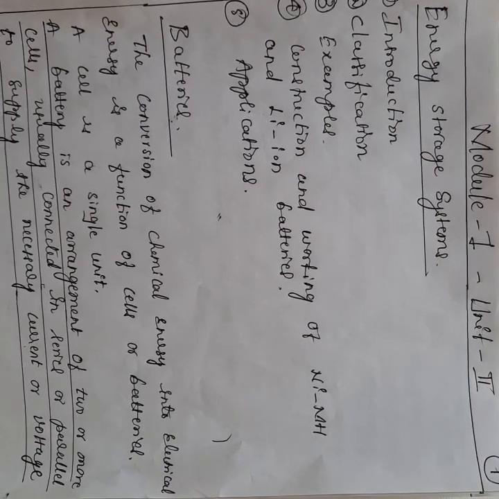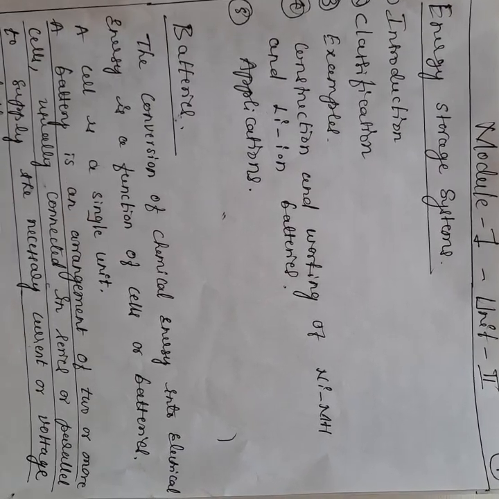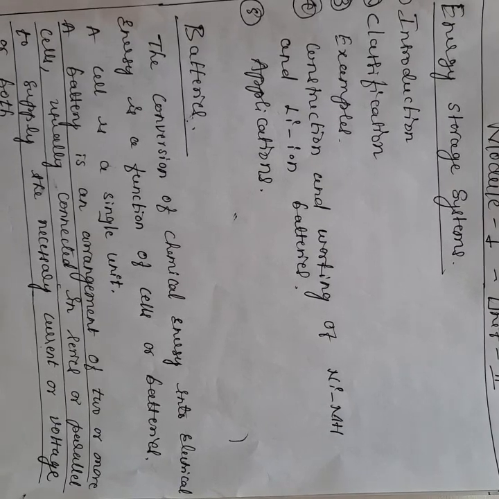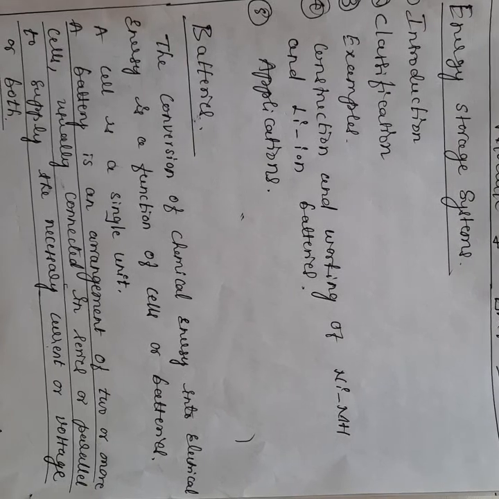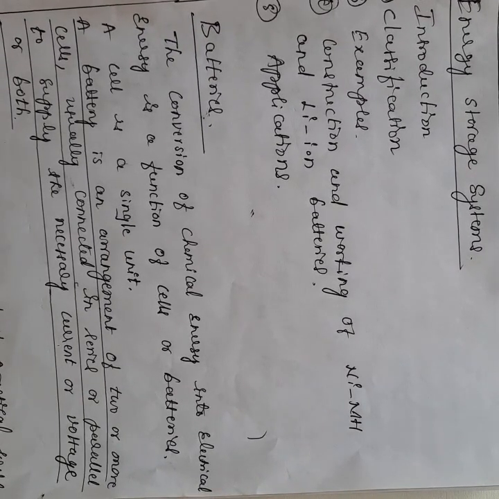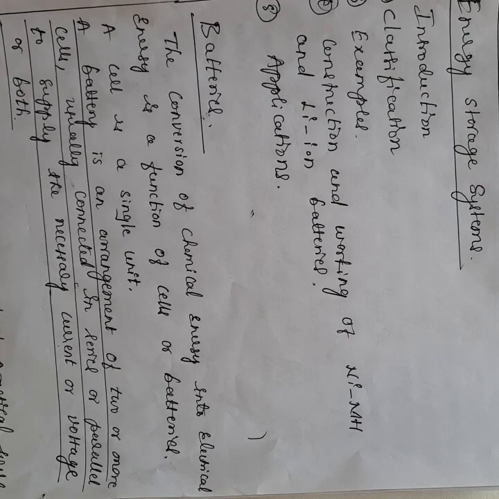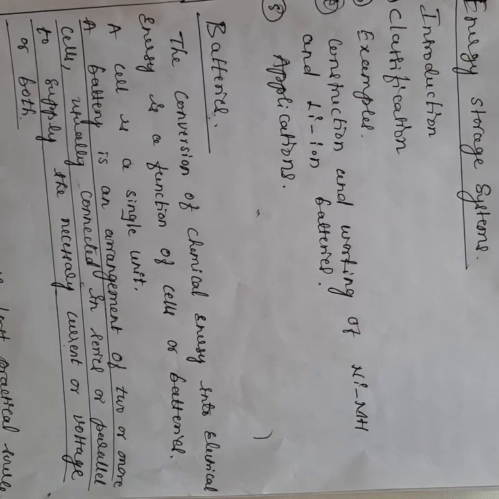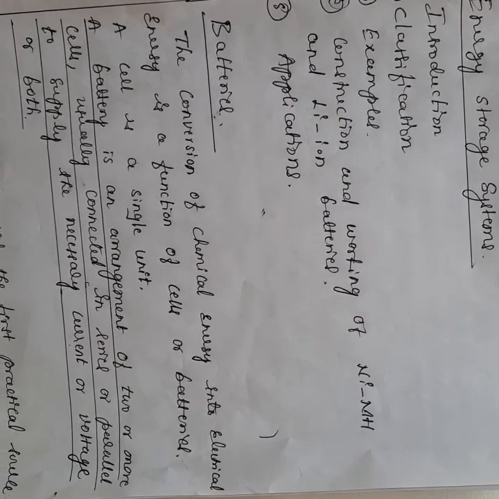Whereas a battery is an arrangement of two or more cells, usually connected in series or parallel, to supply the necessary current or voltage or both. So we can define batteries like this. There may be a combination of 4 cells, 5 cells or 8 cells, or maybe only 2. When these cells are connected in series or parallel, they will supply the necessary current or voltage.